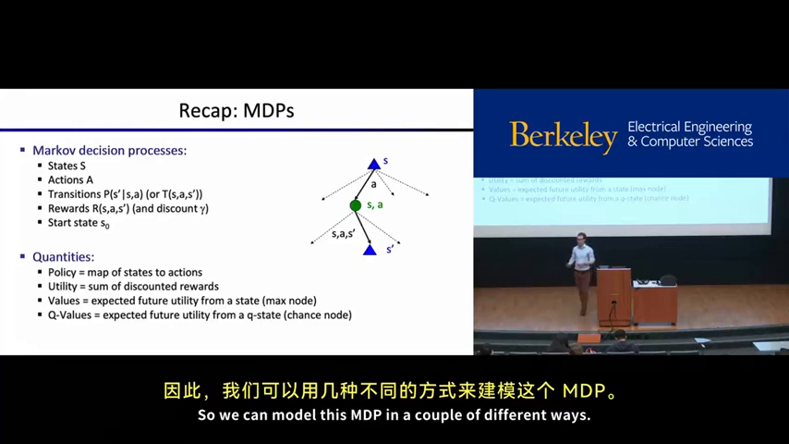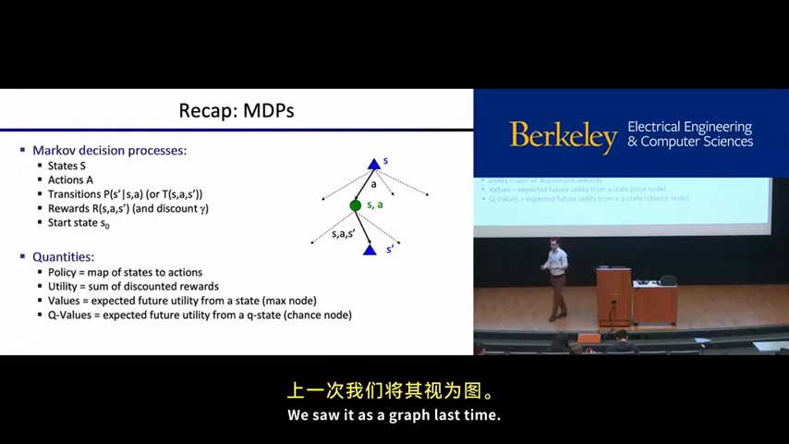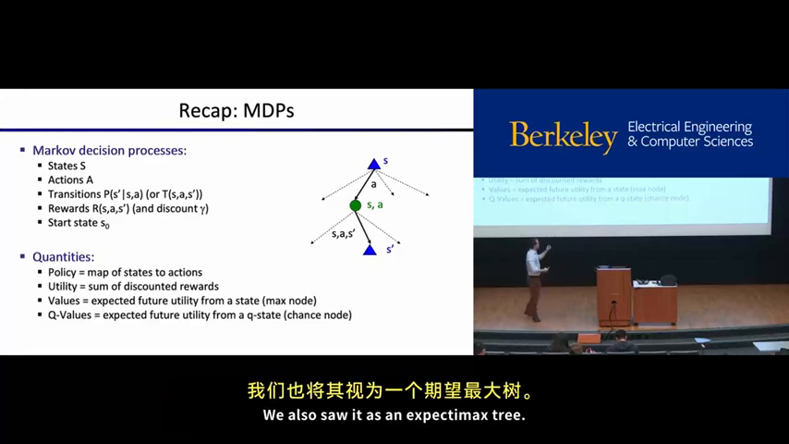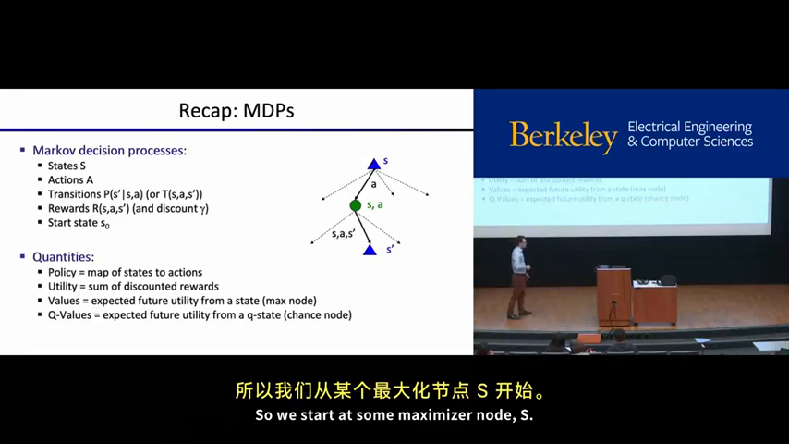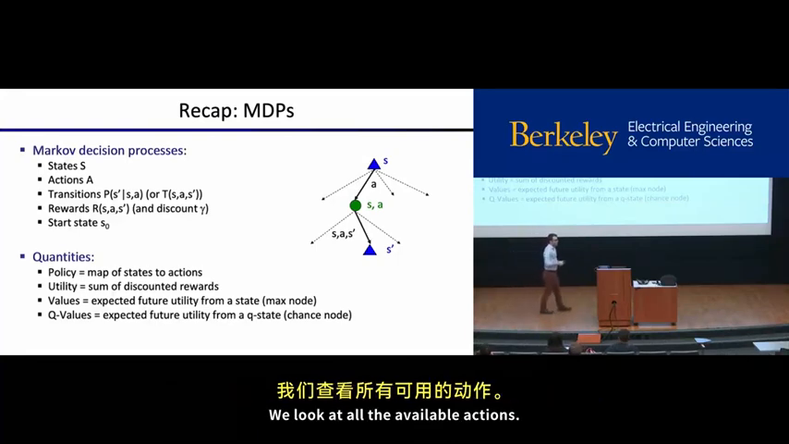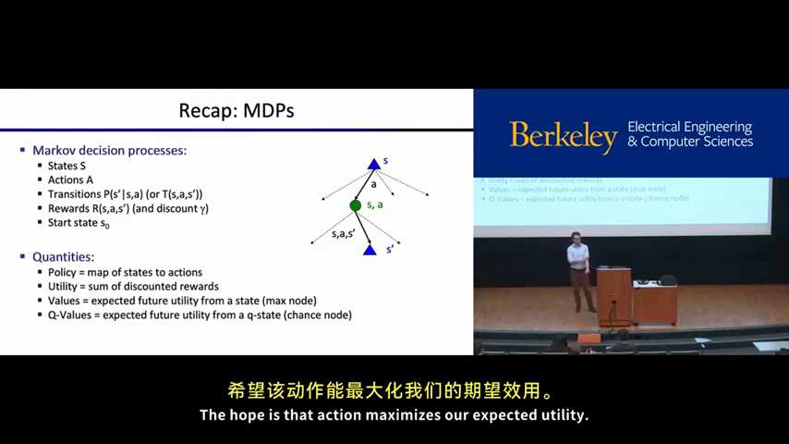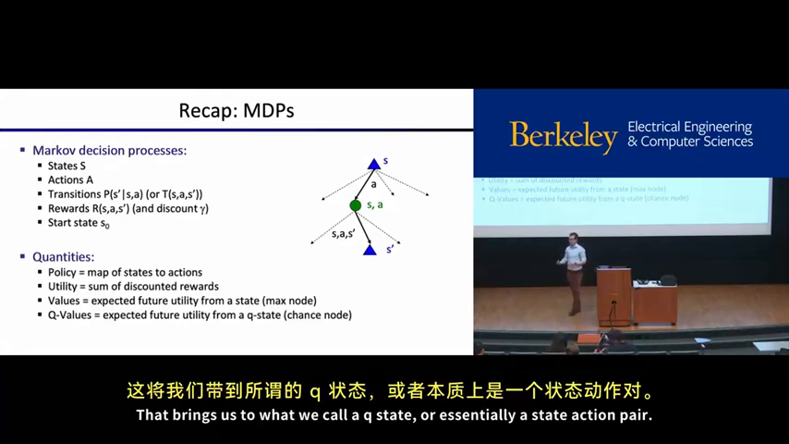So we can model this MDP in a couple of different ways. We saw it as a graph last time. We also saw it as an expectimax tree, and here we have it as an expectimax tree. So we start at some maximizer node, S. We look at all the available actions. We pick some action. The hope is that that action maximizes our expected utility. That brings us to what we call a Q state, or essentially a state action pair.